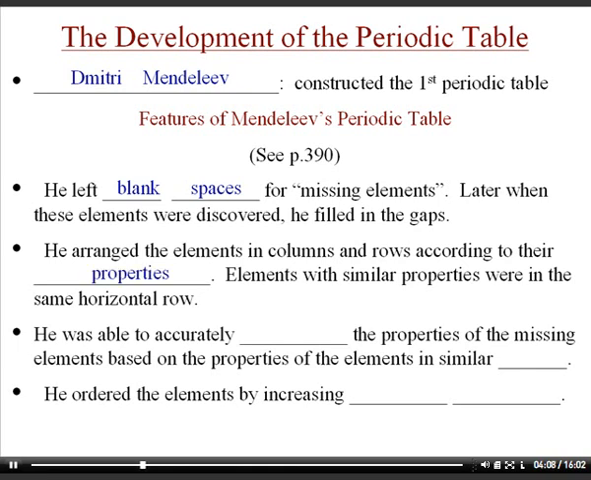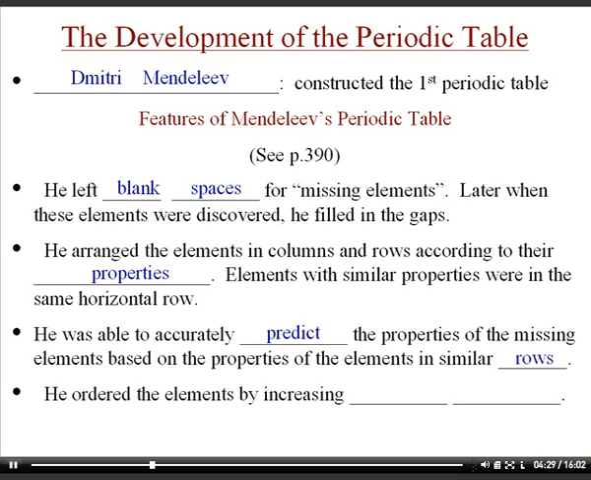But his elements with similar properties actually ran horizontally, and today we have our periodic table basically turned sideways, so the similar properties are in the vertical columns, not like his, which were horizontal rows. And he was able to successfully and accurately predict the properties of missing elements based on the properties of the elements that were around the blank space.